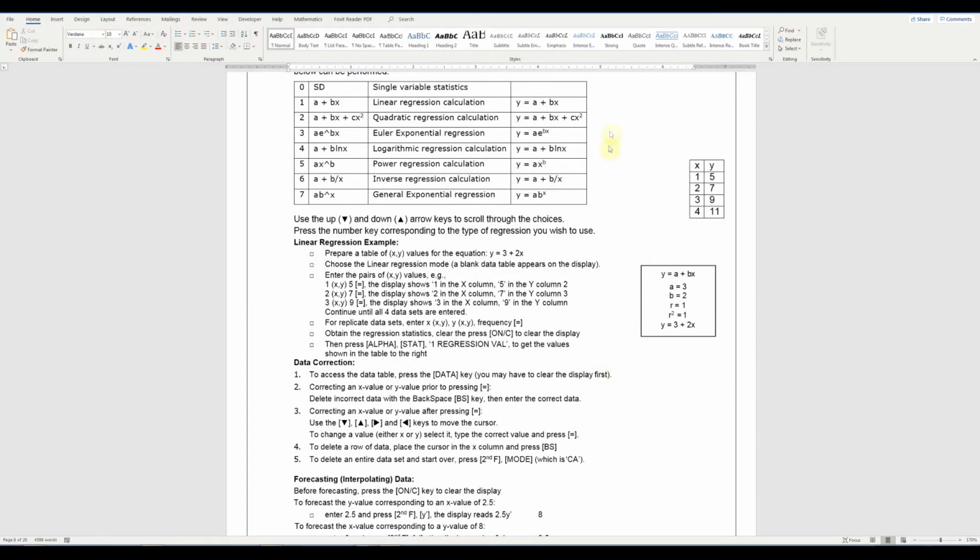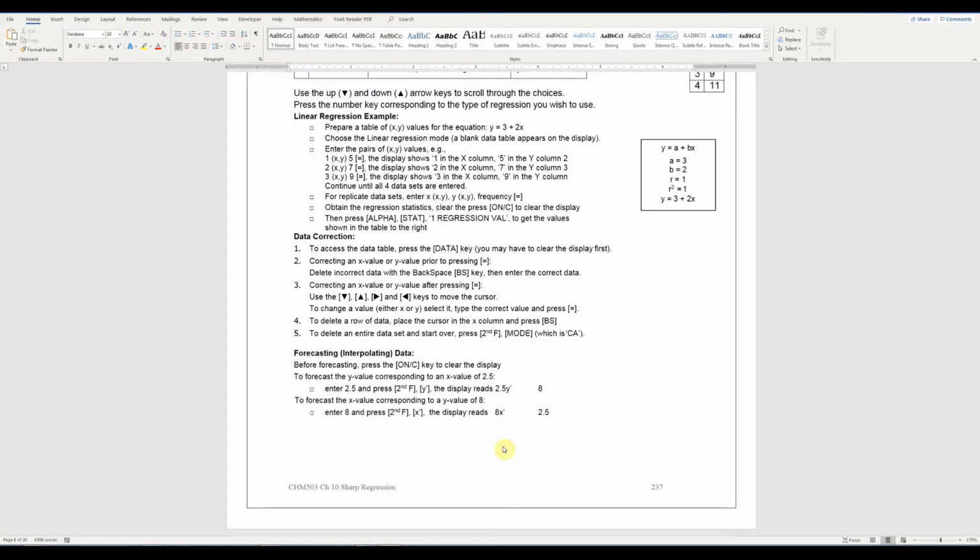Notice that in statistics, the equation of a straight line is y equals a plus bx, rather than y equals b plus mx. Easy to confuse these. You'll have to be careful to keep them straight. Once you've entered a data set into the calculator, you can then forecast unknowns. I'll show you how to forecast a y value that corresponds to a given x value. I'll show you how to calculate an x value when you enter a y value.